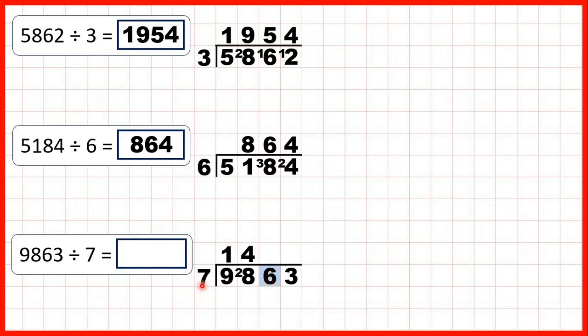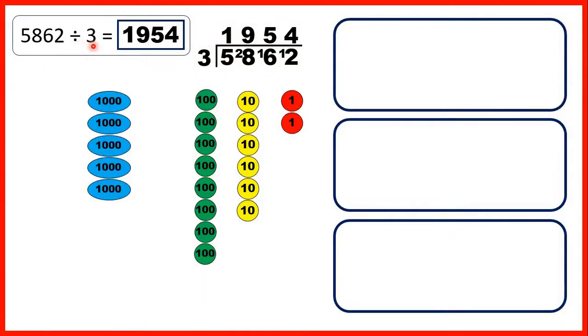We have 6 divided by 7, but 6 is less than 7, so we have 0 remainder 6. 0 times 7 is 0, and then we need 6 more to get to 6. So finally, we have 63 divided by 7. That's 9, because 9 times 7 is exactly 63. So our answer is 1,409.